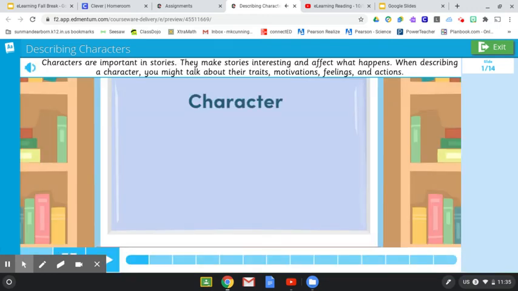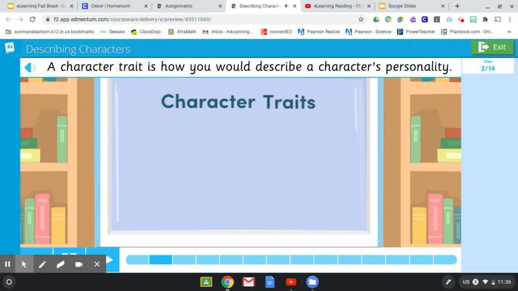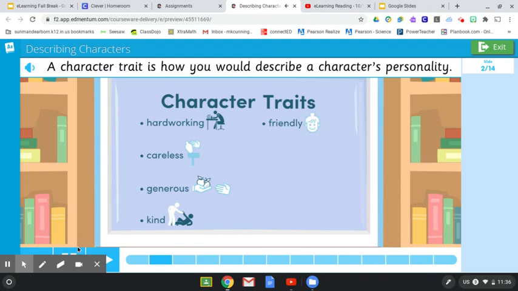Characters are important in stories. They make stories interesting and affect what happens. When describing a character, you might talk about their traits, motivations, feelings, and actions. A character trait is how you would describe a character's personality. Examples of character traits include hardworking, careless, generous, kind, friendly, greedy, loyal, and talkative. And there are lots more.